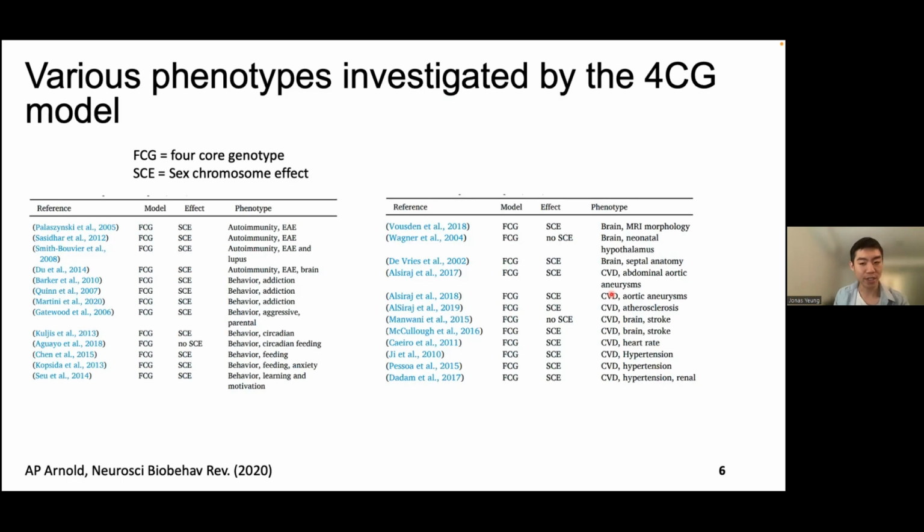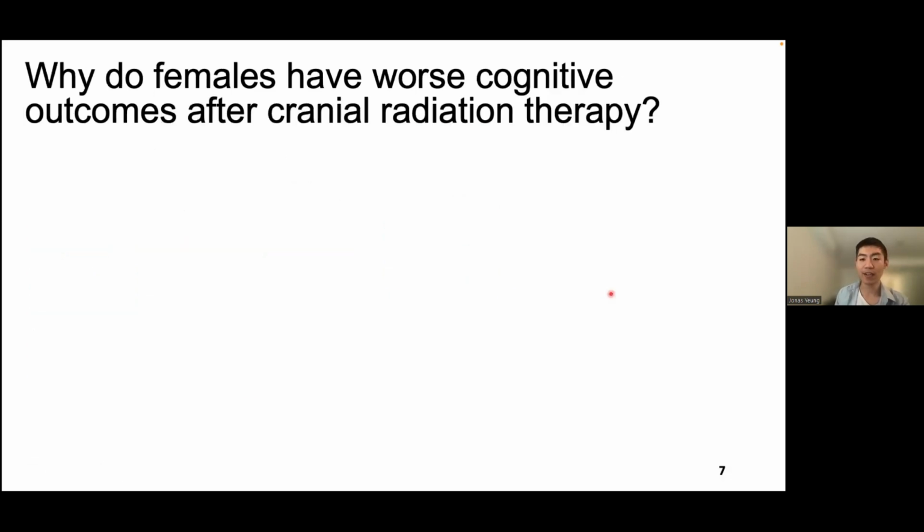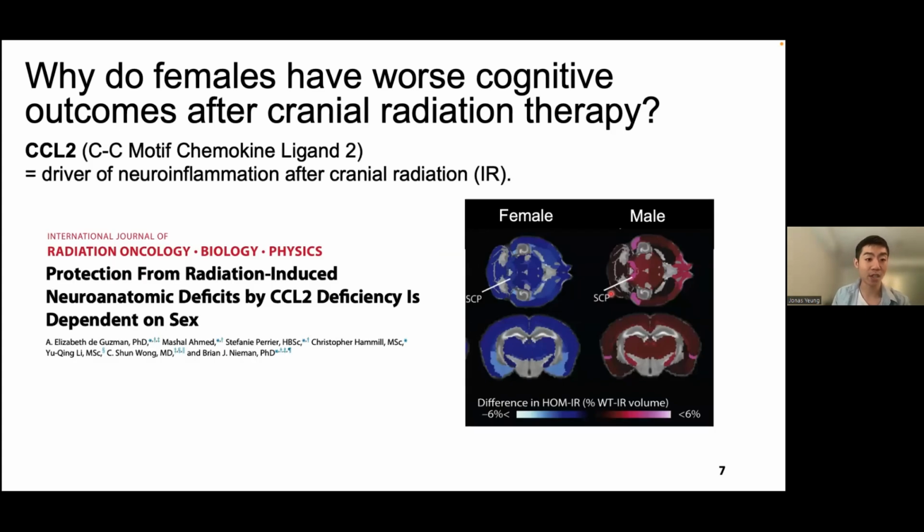And so a major question that we're trying to answer is, why do females have worse cognitive outcomes after radiation therapy compared to males? As one of the main risk factors after pediatric radiation therapy is being female. So previously, one of our PhD students investigated this and found major sex differences in knockouts of CCL2, which is a major driver of neuroinflammation after radiation. So in her paper here on the right, we're showing color maps where females do worse than males, as here they're represented in blue, showing volume loss, compared to males, which showed a volume recovery. Therefore, males respond better to radiation compared to females when CCL2 is removed or deleted.